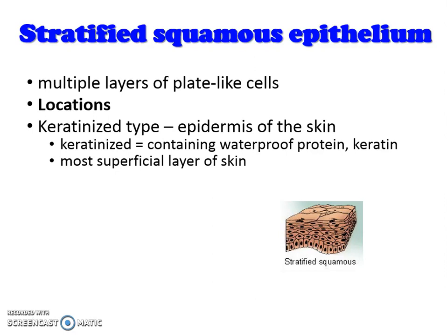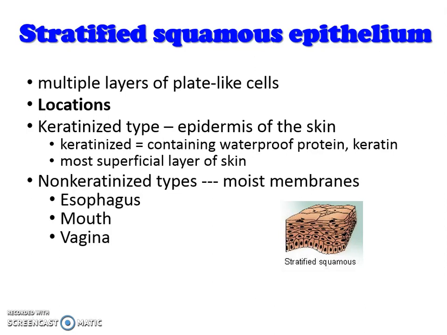Now, some of these stratified squamous epithelial cells are going to be keratinized, meaning that they contain this waterproof protein called keratin that we will be learning about when we talk about the integumentary system. Non-keratinized stratified squamous epithelium can be found in the mouth, in the esophagus, which is the tube that leads from the mouth down to the stomach, as well as the vagina.